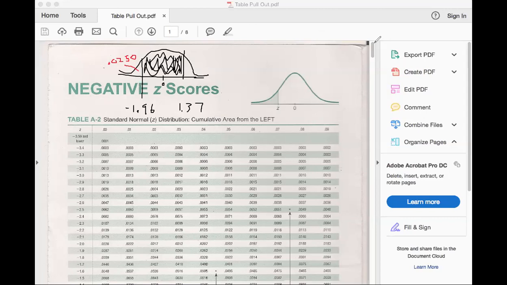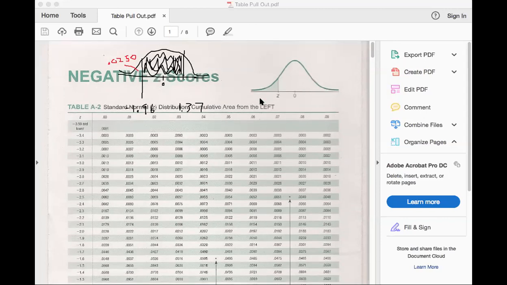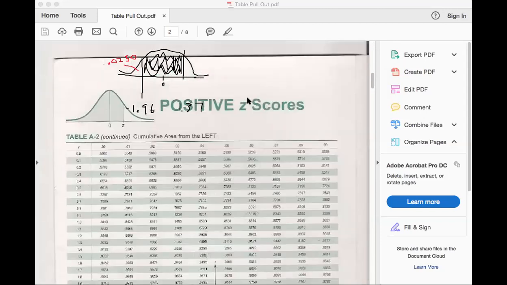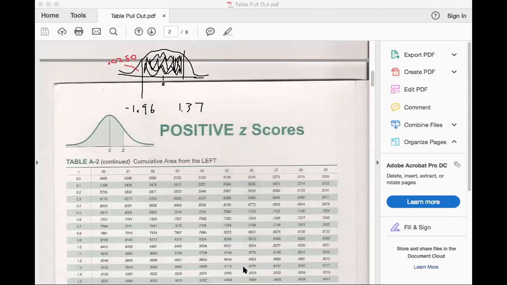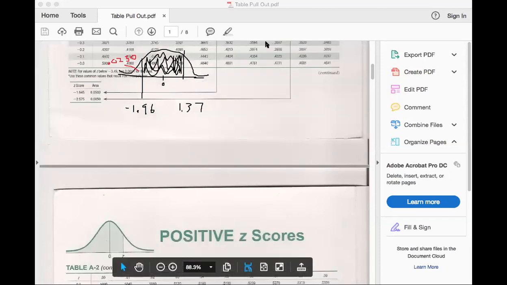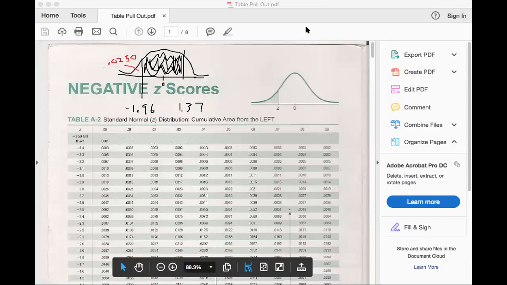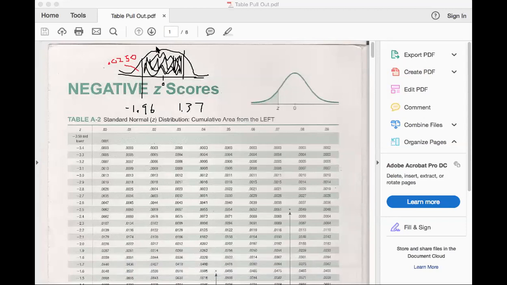Okay. So let's pause for a minute because you're on the right good path. So I've got to scroll down because I've got to find a positive 1.37. So 1.37 is 0.9147. So change my color here. So for this one, that means this is... I didn't click on my draw. There we go.